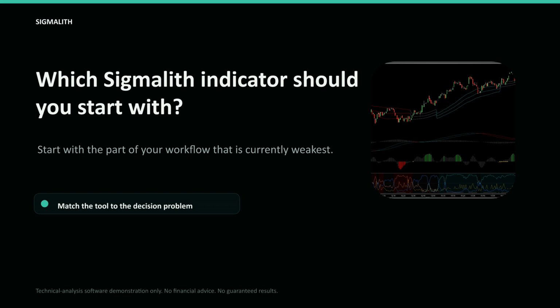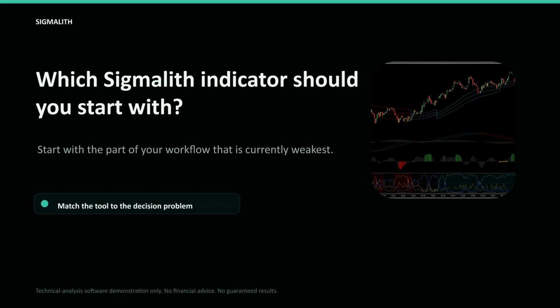Regime detector is for market state. Trend day radar is for session bias. Adaptive trendline is for trend structure. Velocity MACD is for momentum context. And adaptive squeeze is for volatility compression and expansion. In this video, we will walk through each one and build a simple decision framework for choosing where to start.